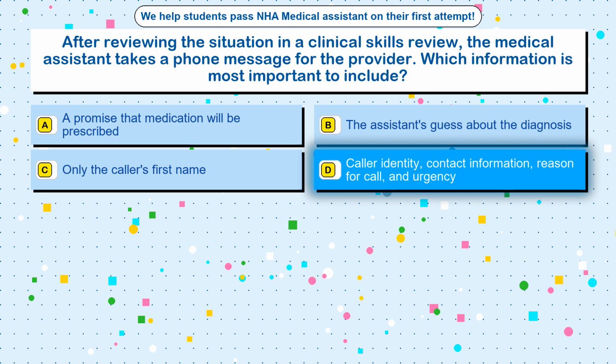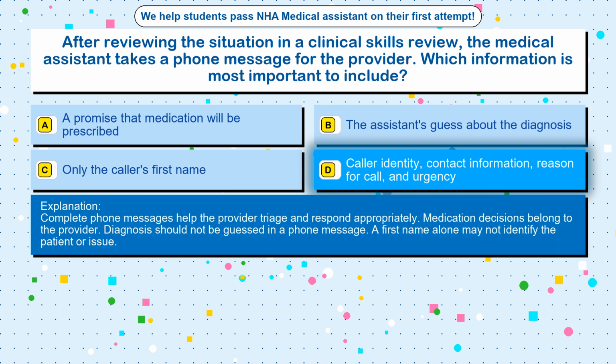The correct answer is option D, caller identity, contact information, reason for call, and urgency. Complete phone messages help the provider triage and respond appropriately. Medication decisions belong to the provider. Diagnosis should not be guessed in a phone message. A first name alone may not identify the patient or issue.